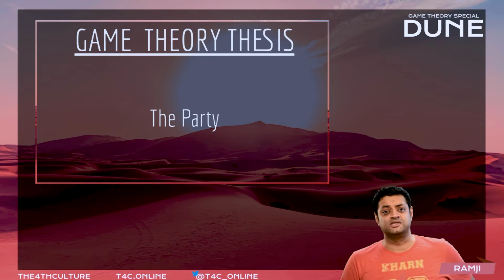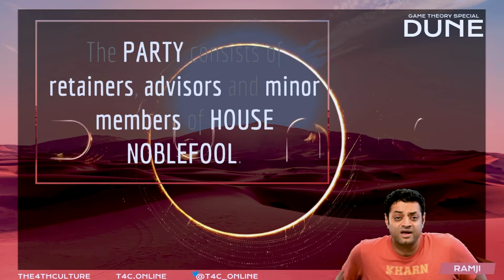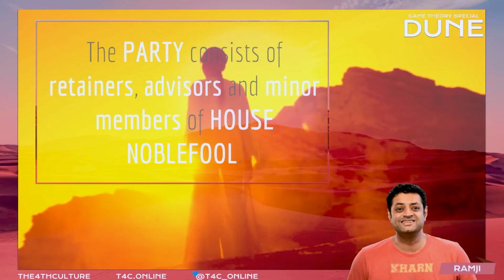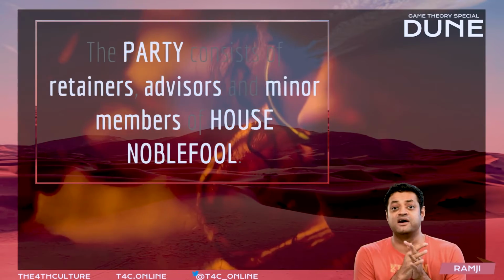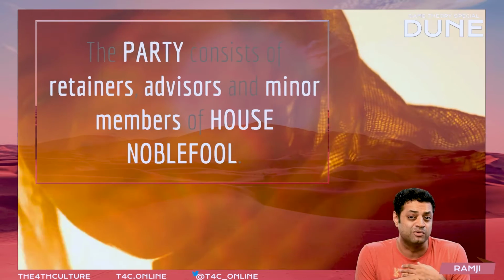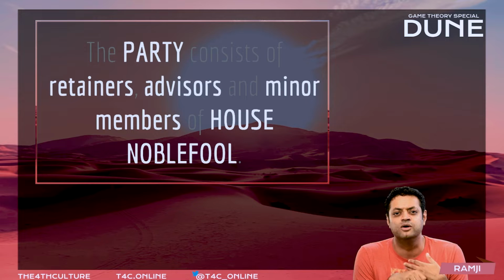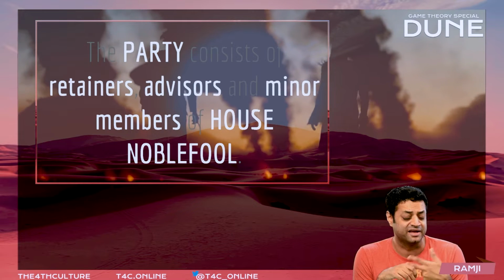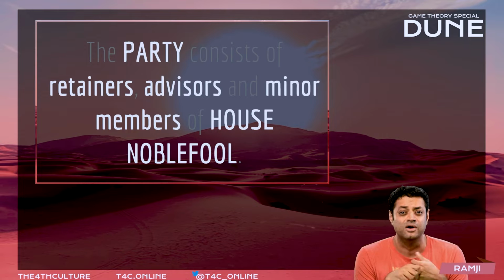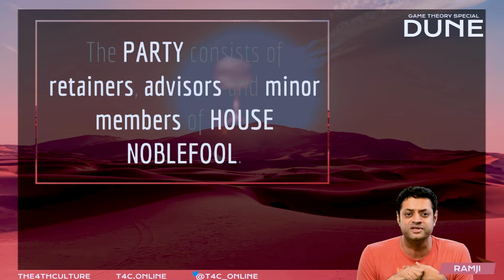So, the game theory thesis. Well, let's talk about the party. The party should consist of retainers, advisors, and minor members of House Noble-Fool. You could be a man-at-arms, you could be, if you really wanted to, Gurney Halleck, but more likely you're probably going to be somebody that works for Gurney Halleck. You're probably not going to be Duncan Idaho, you're going to be somebody that flies with Duncan Idaho, or one of the scouts that went with him on the early mission.